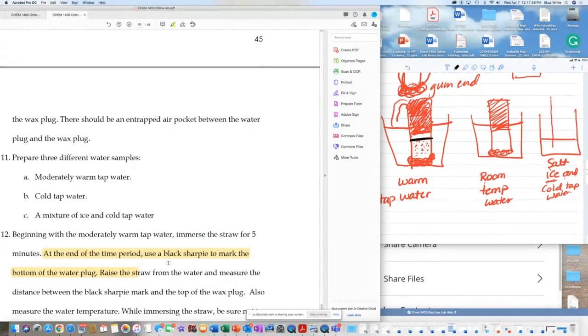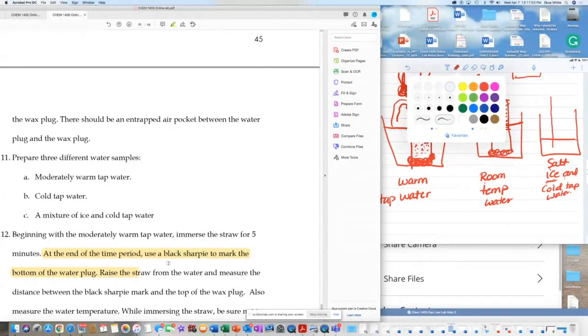Now, I'm not giving you the right answer or the wrong answer. I'm just giving you a made up answer. Say that's the new position right there, and it dropped to that level. You mark it, and then you can write on here with the Sharpie W, for warm.